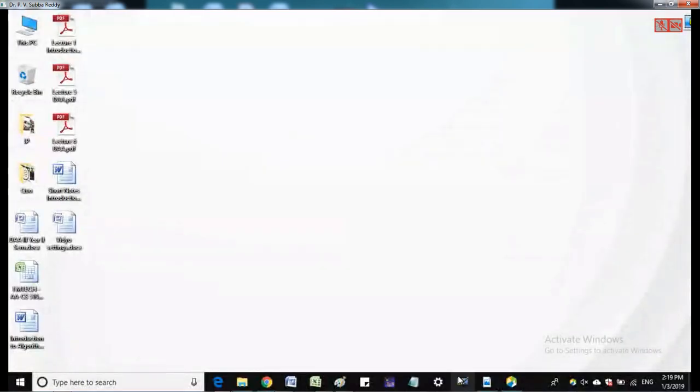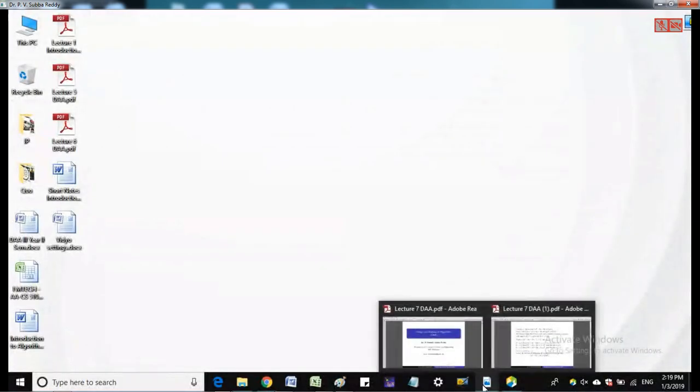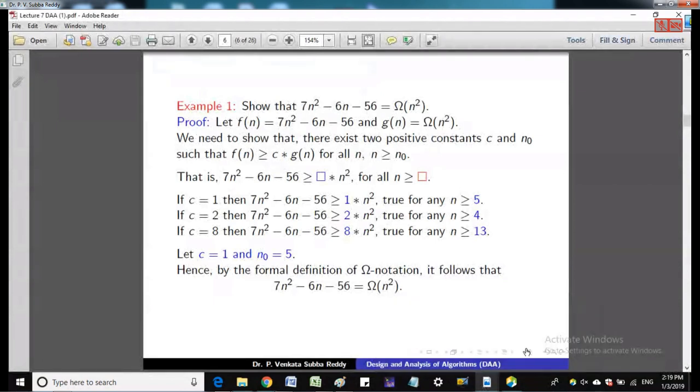Now we will see some other examples. We will show that 7n² - 6n - 56 is big omega of n². Is it true or not? Yes. Why? Because for 7n² - 6n - 56, what is the order of growth here? The order of growth here is n². Here it is also n². Both have the same order of growth. If both have the same order of growth, then this condition is true.